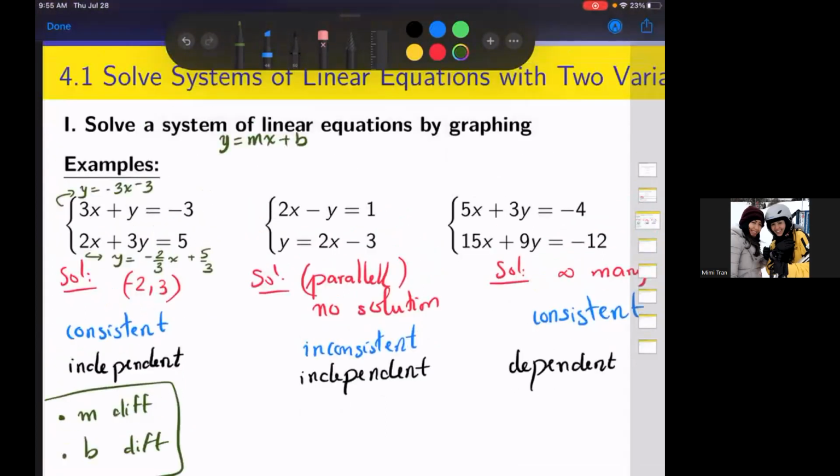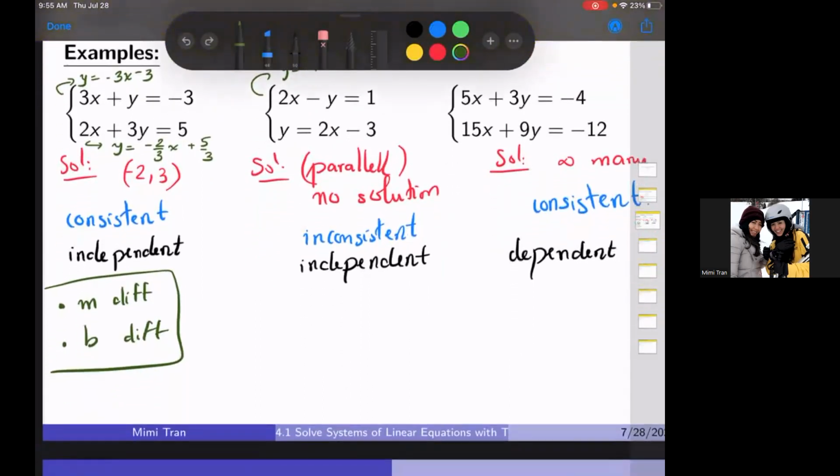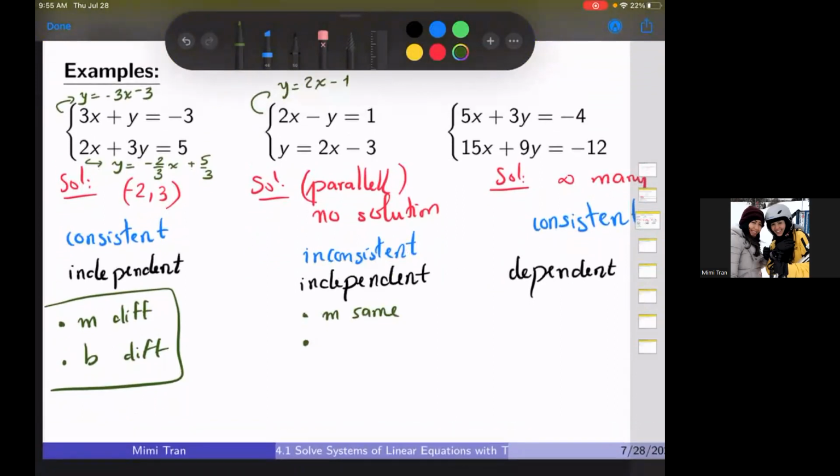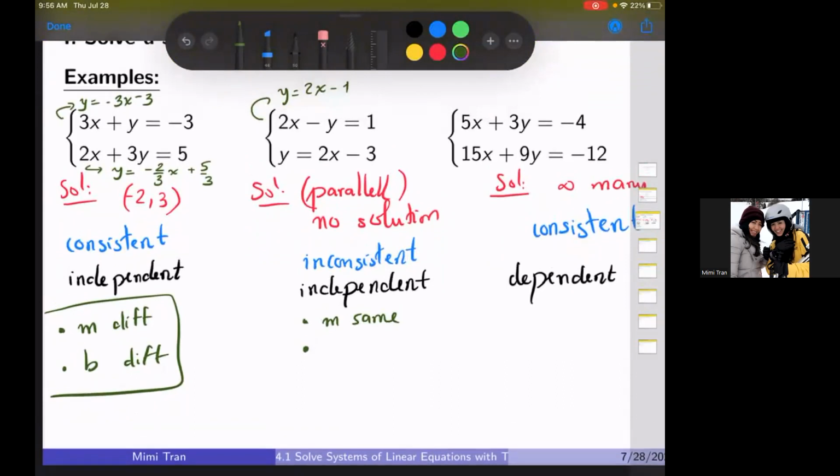What about the second one? Let me solve for the second one, see what happened. y equals 2x minus 1. And here, this one is y equals 2x minus 3. Look at the slope. They have the same slope, right? But what about the y-intercept? The y-intercept is different. So if you have the same slope, different y-intercept, then the two lines are parallel, which makes sense. All you do is just shift, right? All you do is just shift.